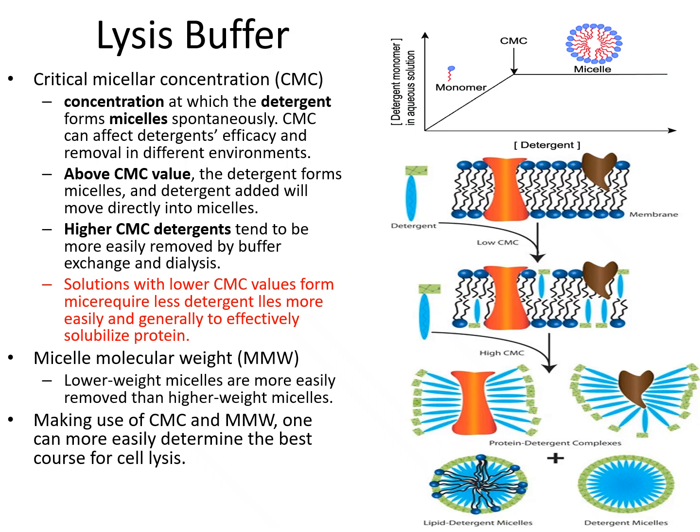The detergent with higher CMC value tends to be more easily removed by buffer exchange and dialysis, and a detergent with lower CMC value forms micelles that require less detergent. And basically, it's more easily and generally more effective to solubilize the protein. So that's called the CMC.